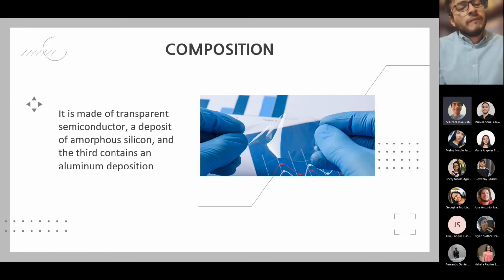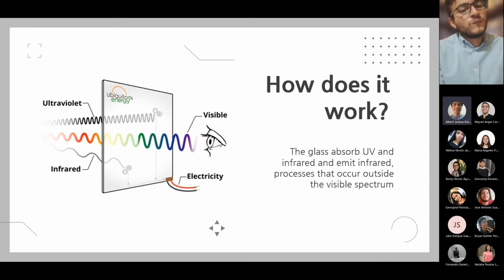In the next slide, how does it work? It consists of layers of amorphous or crystalline silicon. Amorphous silicon consists of three layers. The first has a transparent semiconductor, the second is a deposit of amorphous silicon, and the third contains an aluminum deposition. In this way, the photovoltaic window traps the photons of the solar radiation to generate electricity.